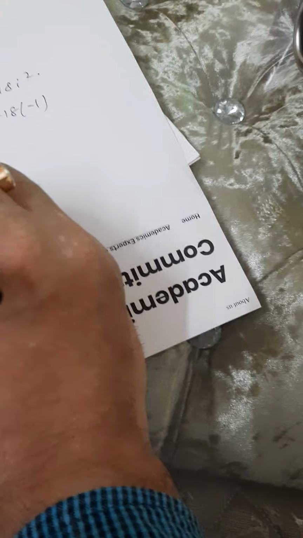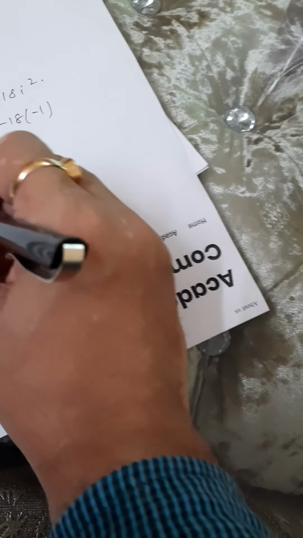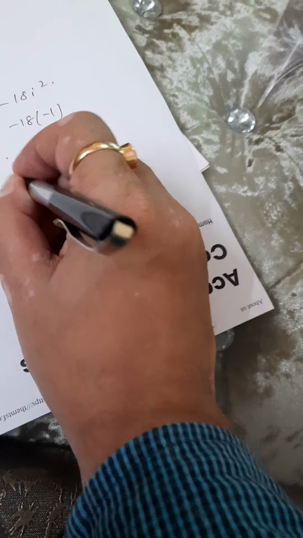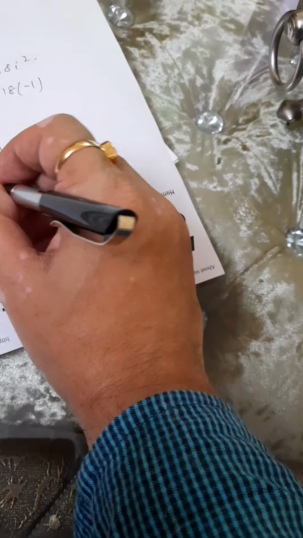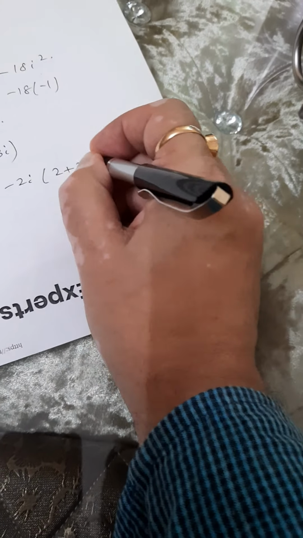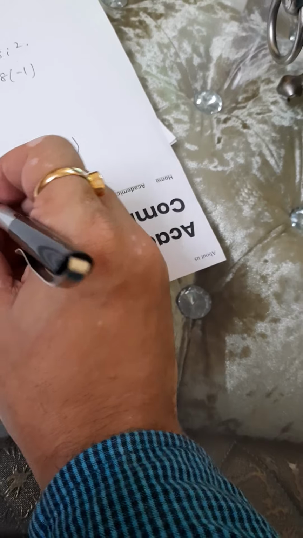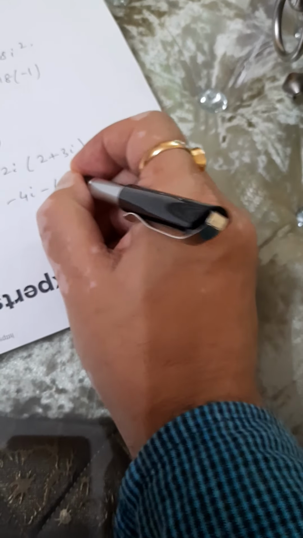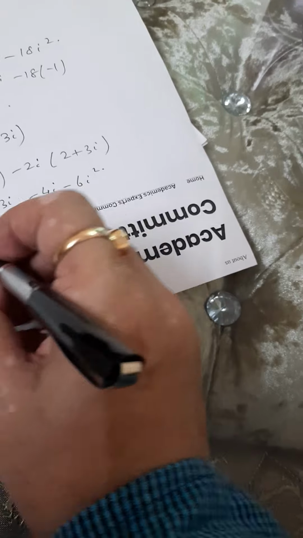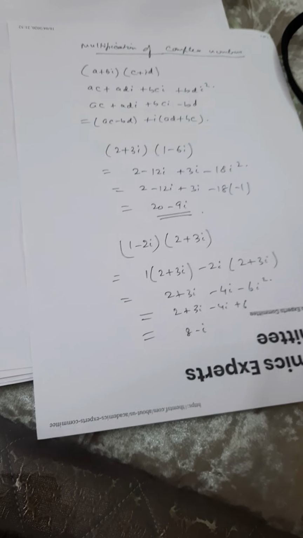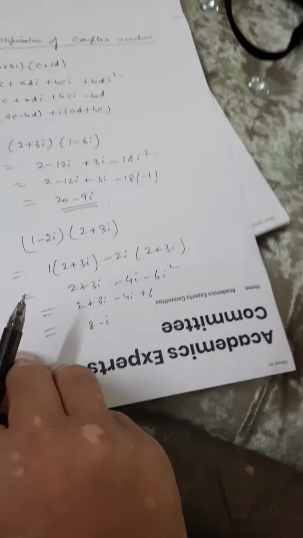Now in the same way, if you have 1 minus 2 iota into 2 plus 3 iota. So this is 1 into 2 plus 3 iota minus 2 iota into 2 plus 3 iota. This is 2 plus 3 iota minus 4 iota minus 6 iota square. This is 2 plus 3 iota minus 4 iota plus 6. This is 8 minus iota. So the proper answer is 8 minus iota for this. So this is how you multiply two complex numbers.